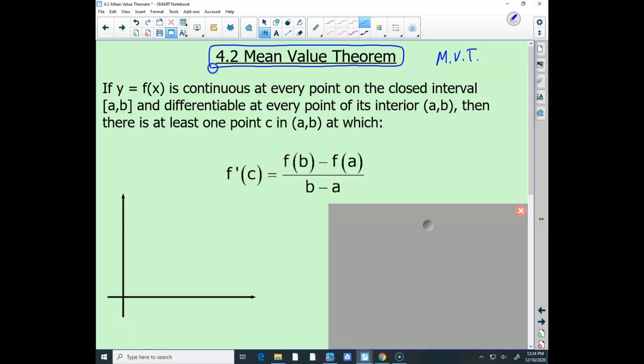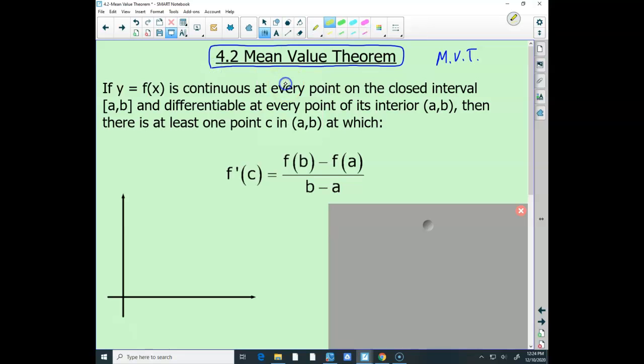So what it says is, if y equals f of x is continuous at every point on the closed interval a to b and differentiable at every point of its interior a to b, then there is at least one point c in (a, b) at which f prime of c equals f of b minus f of a over b minus a. Well, let's come back here a second before we get there.